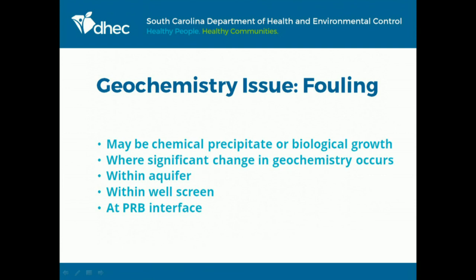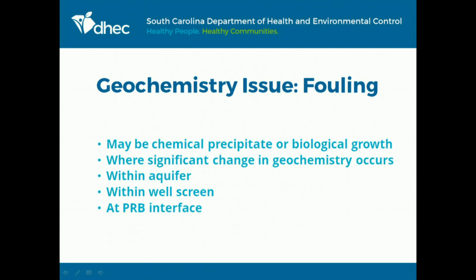Fouling can occur as a chemical precipitate. We've had some experience with that. You can also have biological growth, and typically you find fouling where there is a significant change in geochemistry. It can occur within an aquifer, it can occur within a well screen, and if you have a permeable reactive barrier, it can occur at the interface between the permeable reactive barrier and the subsurface.